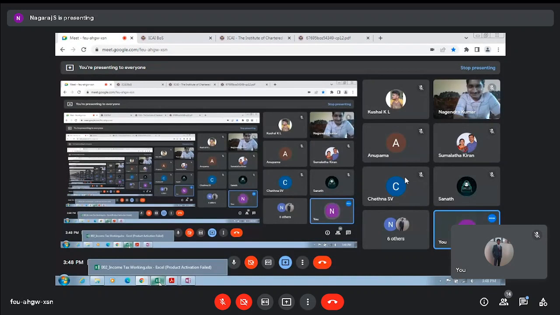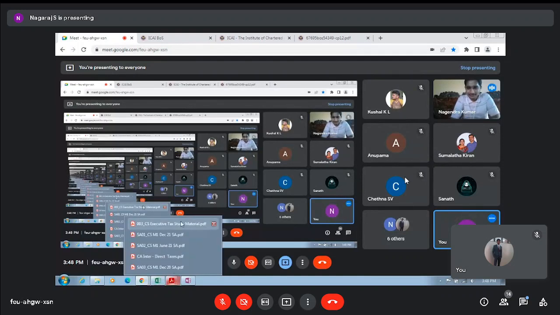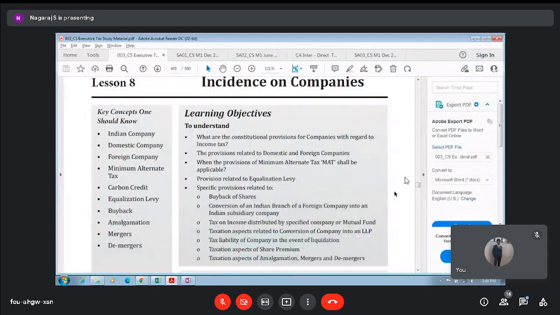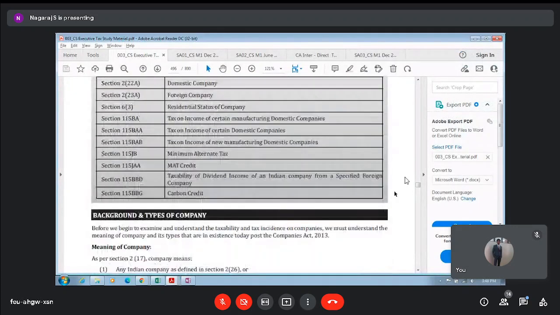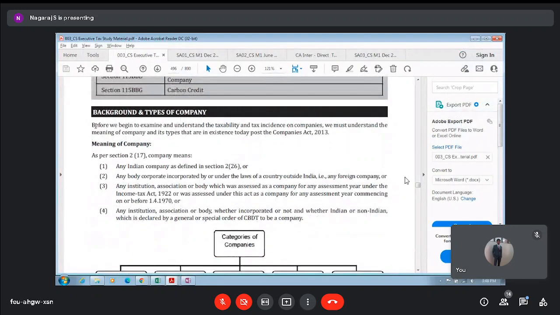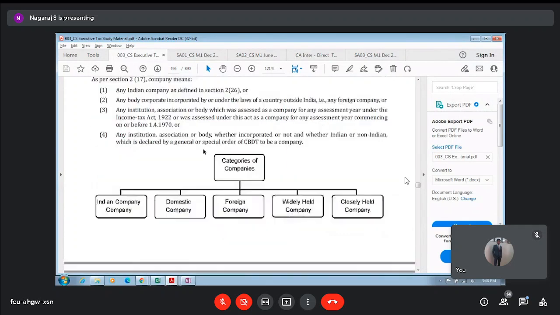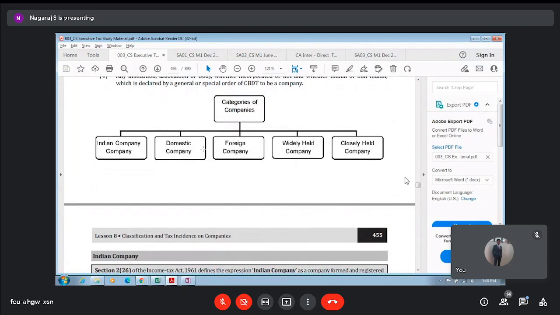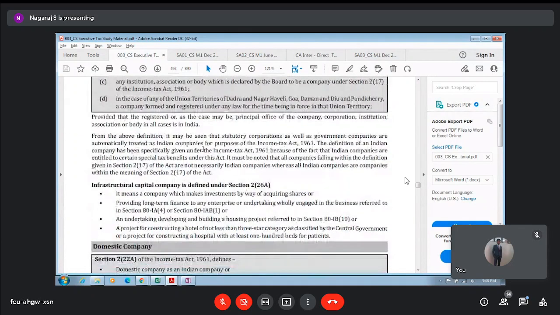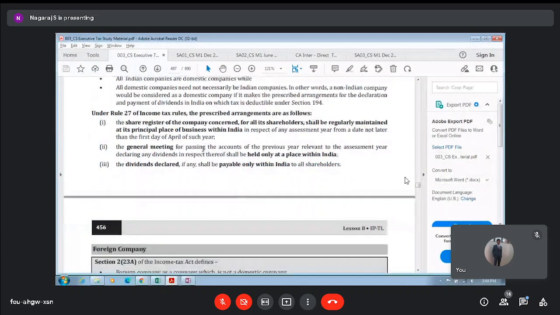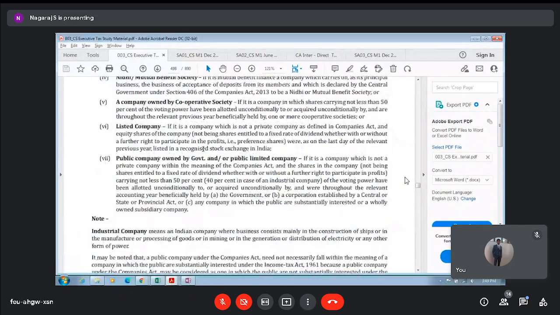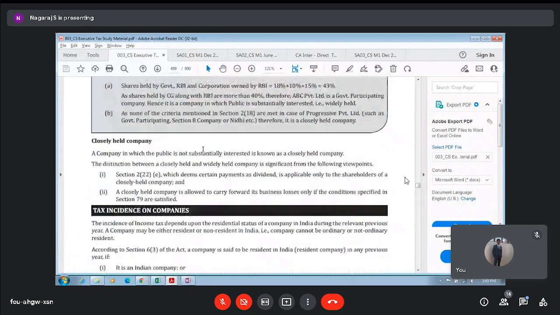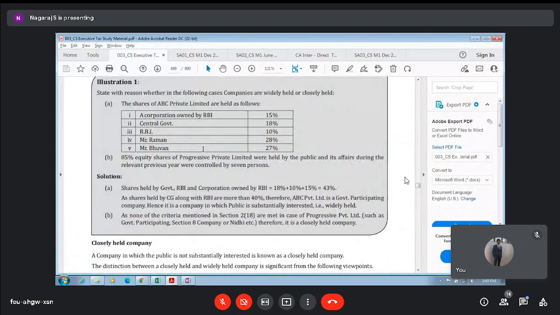Okay. Third thing, the rate of MAT applicable is 15%. 10%? What is the rate of MAT? 15%. It is applicable to all companies, whether Indian company, domestic company. Indian company means domestic company only. For all companies, it is applicable. Second thing, what is the rate of tax? MAT rate is 15%.